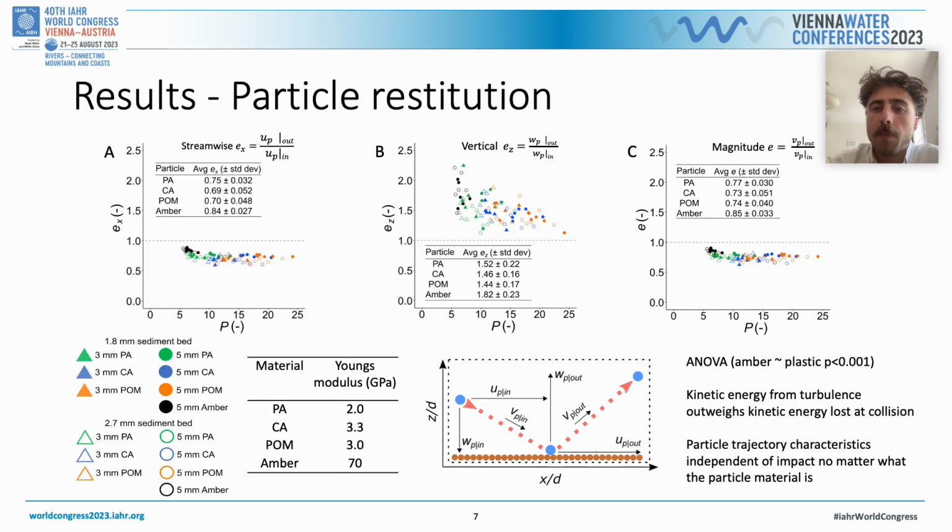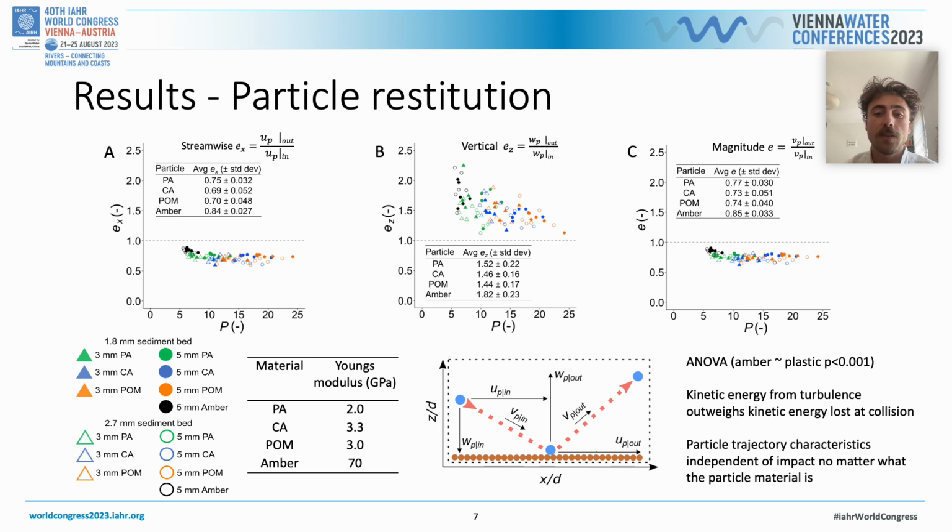We also look at particle restitution, which is the representation of the energy lost or gained by the particle at collision with the bed. Figure A shows restitution in the streamwise direction, where it is shown that energy is lost at collision as values are below 1. Figure B shows restitution in the vertical direction, where energy from the streamwise direction is transferred to the vertical direction, therefore restitution values are above 1. This represents that energy is gained in the vertical direction.